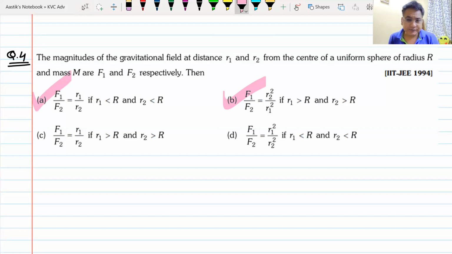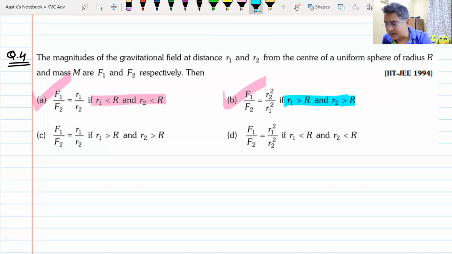Inside the sphere, gravitational field is directly proportional to r. So option A talks about gravitational field inside. It is directly proportional to r, so G1 by G2, or F1 by F2 in this case, will be equal to r1 by r2. Outside the sphere, which is given in this case, the gravitational field is inversely proportional to r squared. So G1 by G2 will be equal to r2 squared by r1 squared.